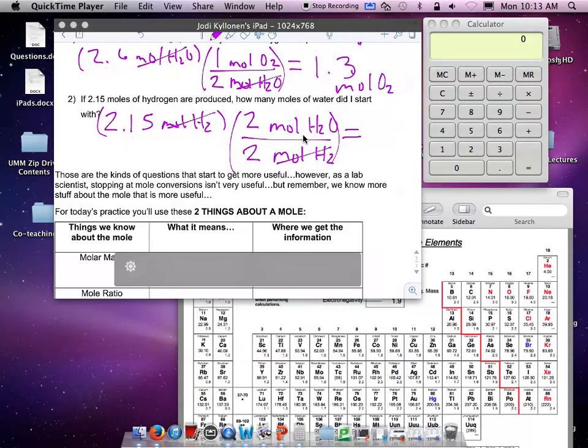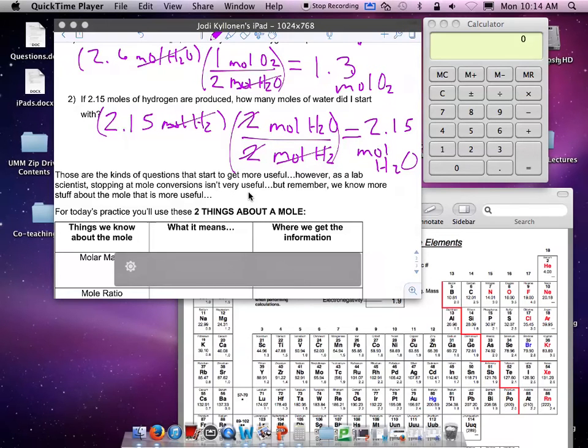So when I do that, look, 2 and 2 also cancel. So my answer is 2.15 moles of water. 2.15 moles of water ends up being our answer. That is dimensional analysis with a balanced equation, called stoichiometry.